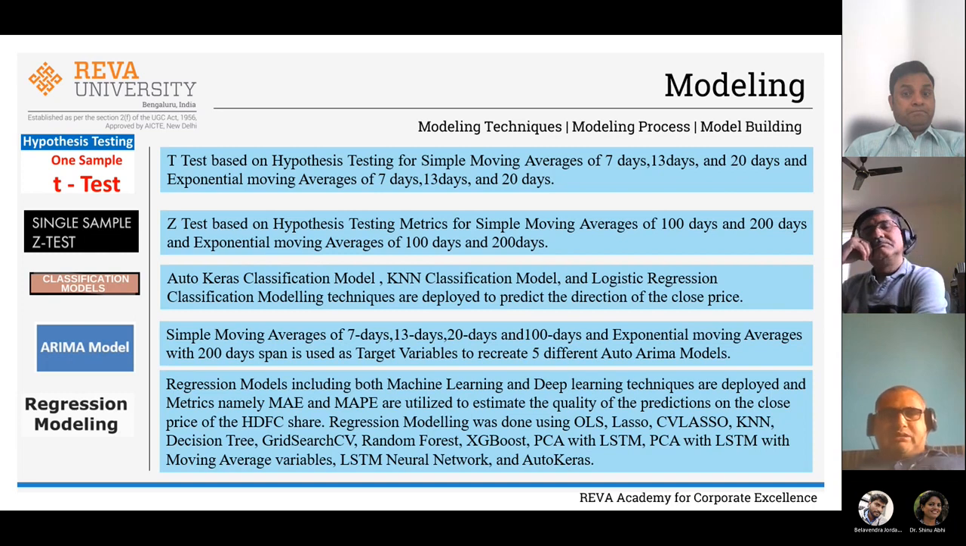Logistic regression is the simplest classification model that can be used, and a little higher is K-NN classification and then AutoKeras. After that we also tried ARIMA modeling because it's time series data. But initially we did an ADF test and it was failing. If it fails the ADF test, that means the data set under consideration is not stationary, so it is not suitable for ARIMA modeling.